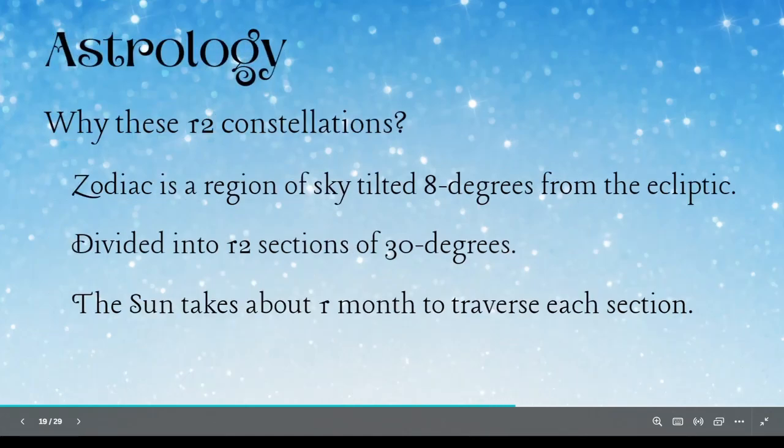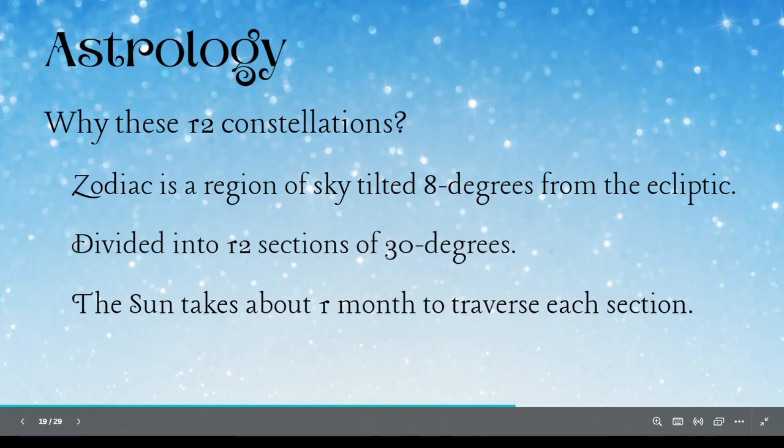Again, we're going to divide the sky relatively evenly. So the zodiac is a region of the sky that's tilted 8 degrees from the ecliptic, and the ecliptic is the apparent path of the sun as it travels around the Earth. So if you imagine the Earth being the center and the sun moving around it, that path that the sun makes is called the ecliptic.